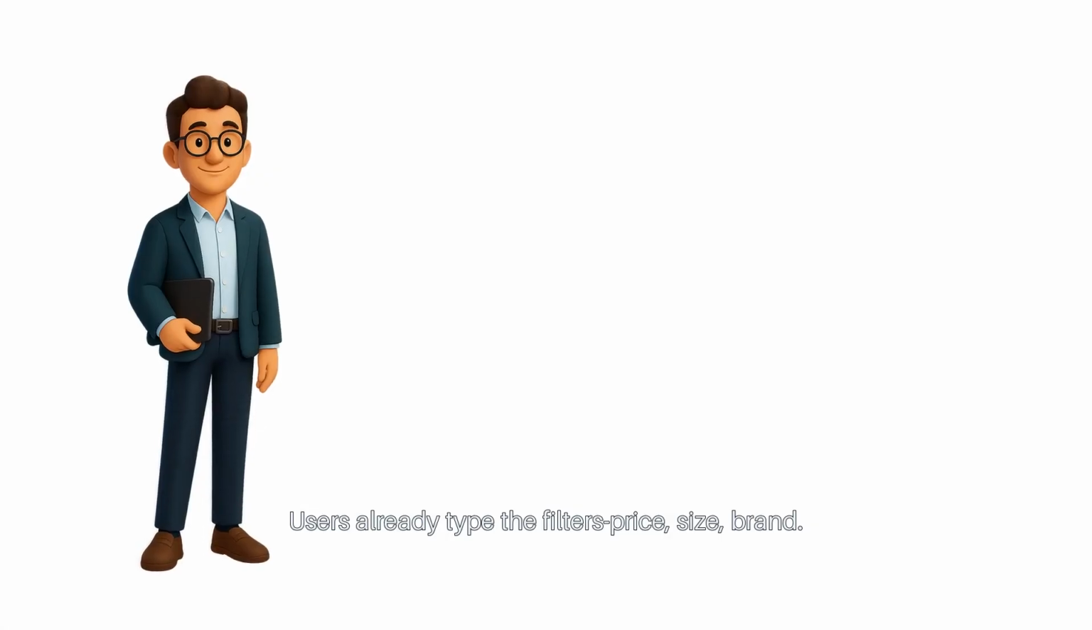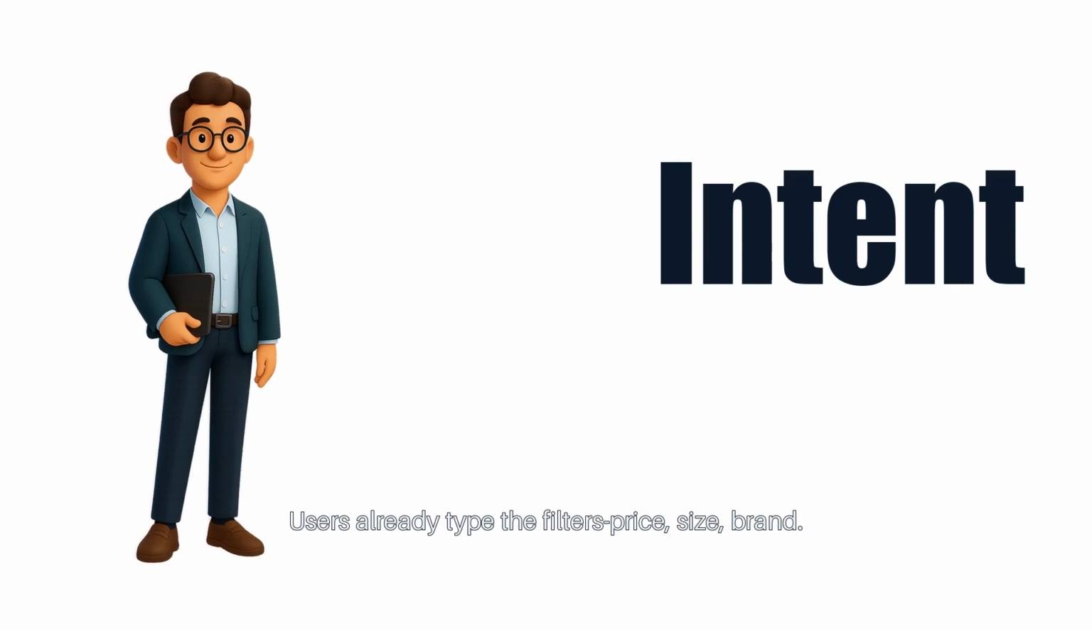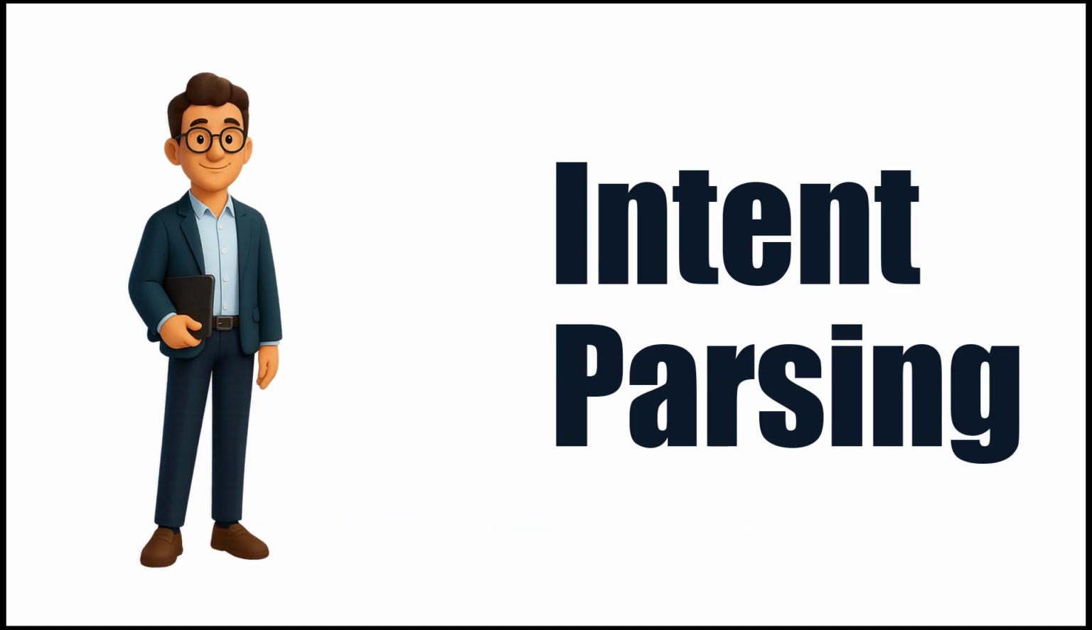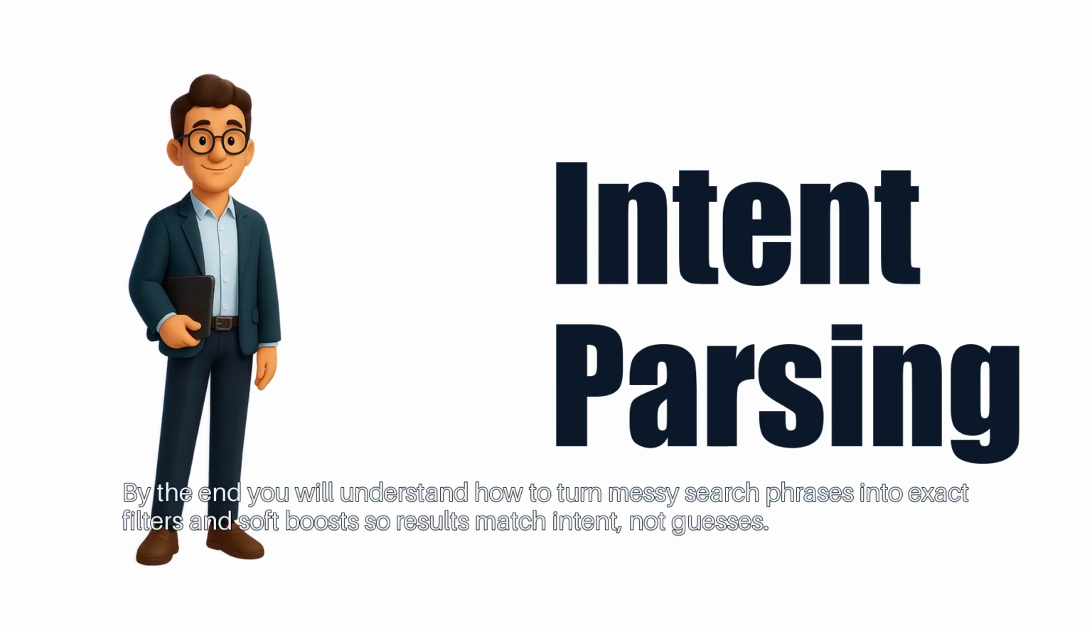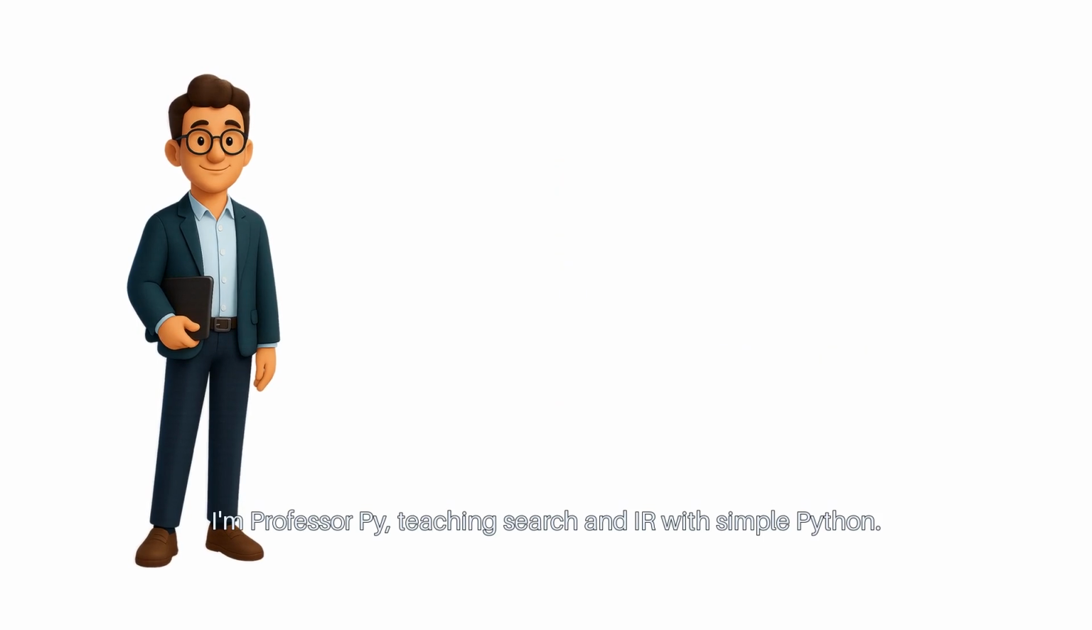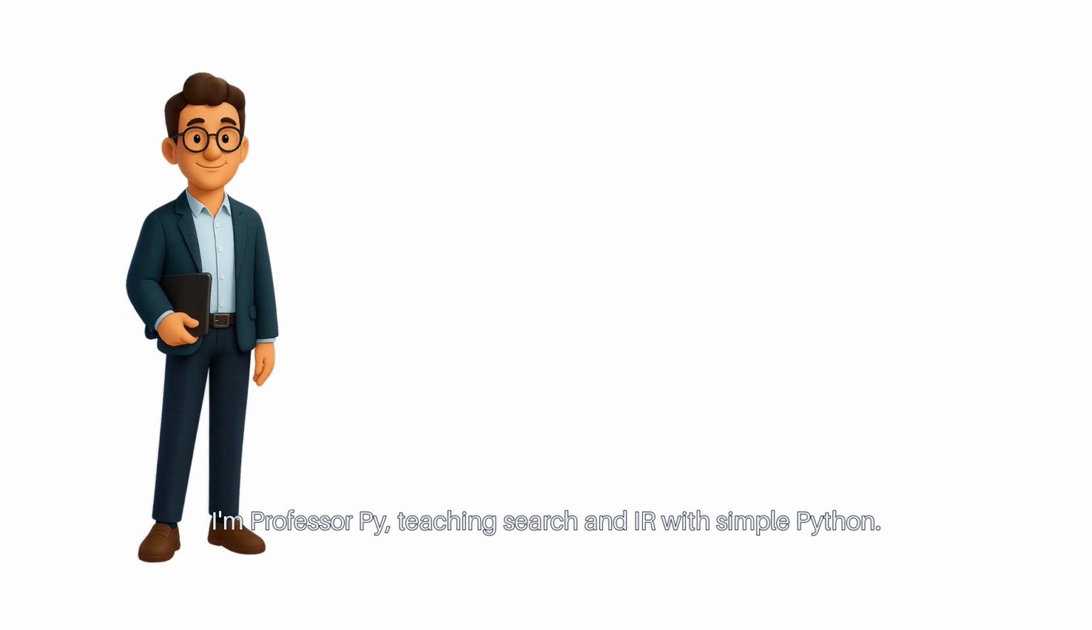Users already type the filter's price, size, brand. Parse them, and your bool query stops guessing. By the end, you will understand how to turn messy search phrases into exact filters and soft boosts, so results match intent, not guesses. I'm Professor Pi, teaching search and IR with simple Python.